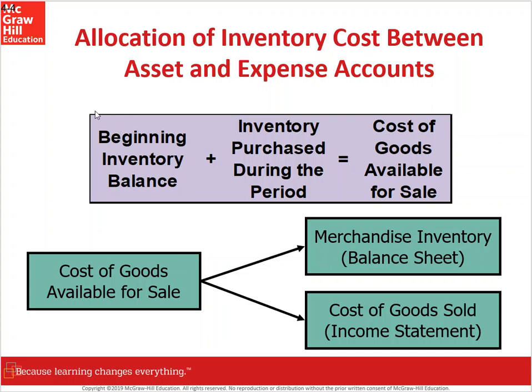So a simple example here. If we take our beginning inventory, we have two apples, and then we buy three more apples, we have five apples available for sale. Well, at the end of the period, if I count up all of my remaining apples and there's only one apple left, what is my cost of goods sold? So there's one apple remaining, that's my inventory, and anything that's not there is gone and therefore has been sold. So my cost of goods sold would be the other four apples.